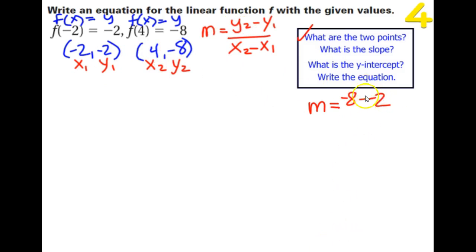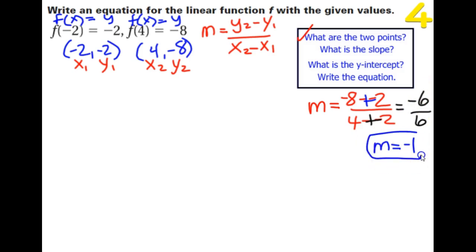Those two negatives make a positive. Then on the bottom, x2 minus x1. 4 minus a -2. Again, two negatives make a positive. So -8 plus 2, there's more negatives, there's 6 more. And 4 plus 2 is 6. So this one, right here, 6 over 6 is the same as 1, and it's negative, so -1.